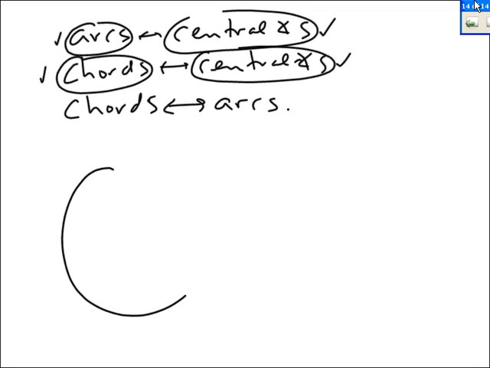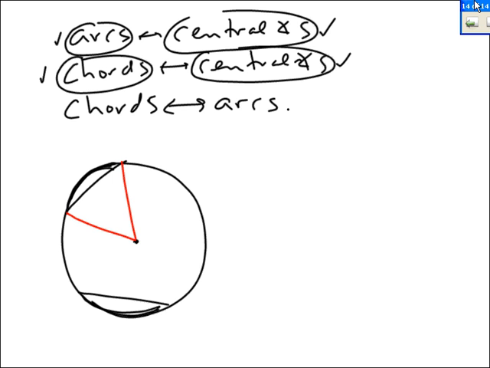If you have a circle, and you know that this chord and this chord are congruent, well, this arc and this arc are the same. And one way to do it is to use the two that we've just talked about. If the chords are the same length, that means these angles are the same. If the angles are the same, then the chords are equal.